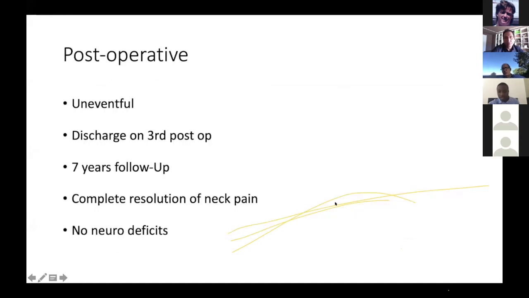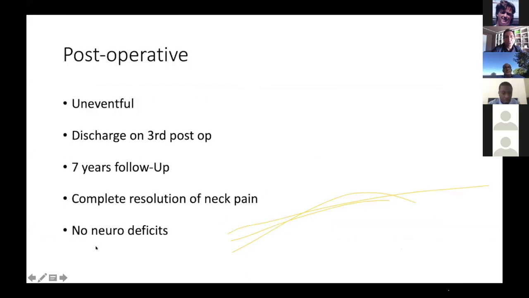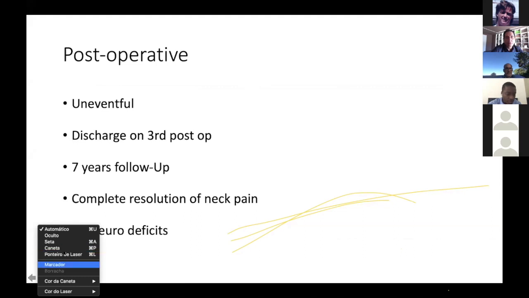Now these yellow lines appeared here. I don't know. It was not me. Sorry.